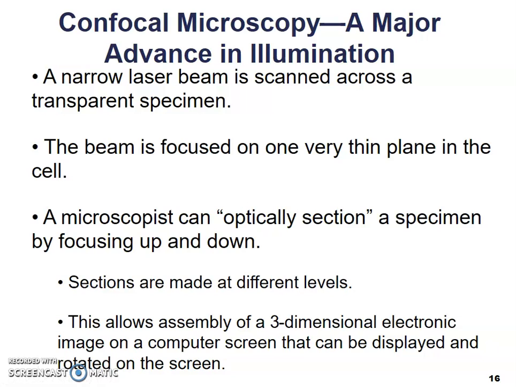Confocal microscopy, a major advance in illumination. A narrow laser beam is scanned across a transparent specimen. The beam is focused on one very thin plane in the cell. The person using the microscope can optically section a specimen by focusing up and down. Sections are made at different levels. This allows assembly of a three-dimensional image on a computer screen that can then be displayed and rotated on the screen. This can give scientists a better view, and they can manipulate the images much more easily using this technology.